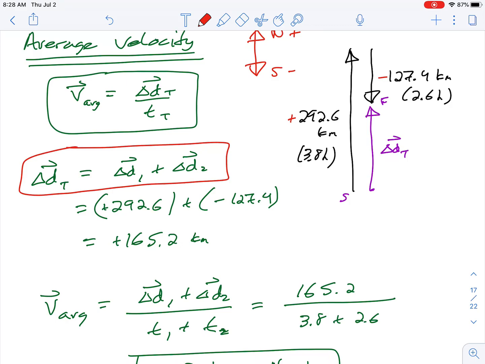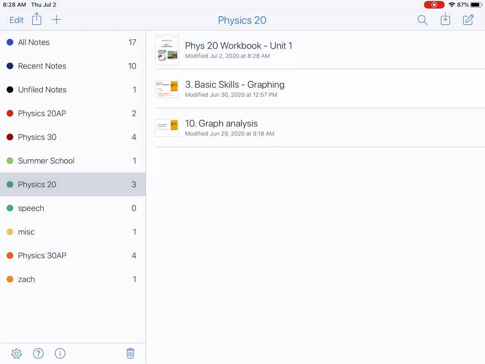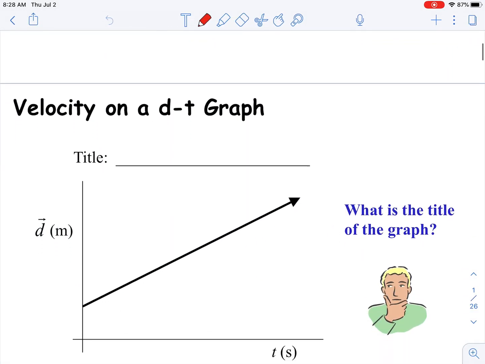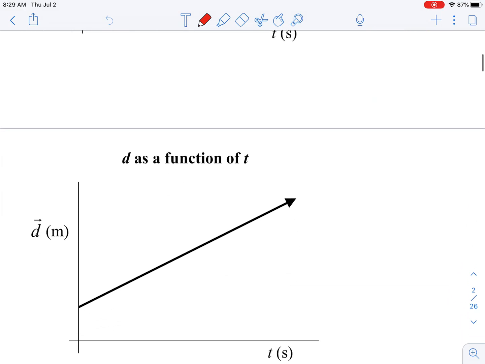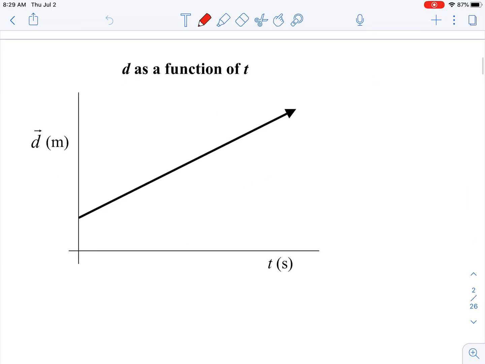Okay, there's just one more small thing I want to show you here. And that is how to find velocity on a position time graph. You have one question that involves that. So let's see if we can answer these questions. Here's a position time graph. Do you remember what the title is for every graph? Answer, it's always y as a function of x. In this case, that would be d, position, as a function of time.